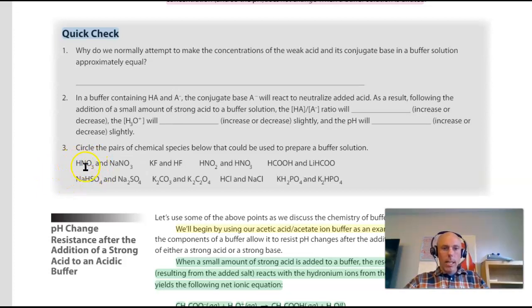HNO3, nitric acid, is a strong acid, so that's not going to work. Strong acids do not create good buffer systems. So I go to the right, HF, hydrofluoric acid, is also one of our 6 strong acids. That's not going to work.